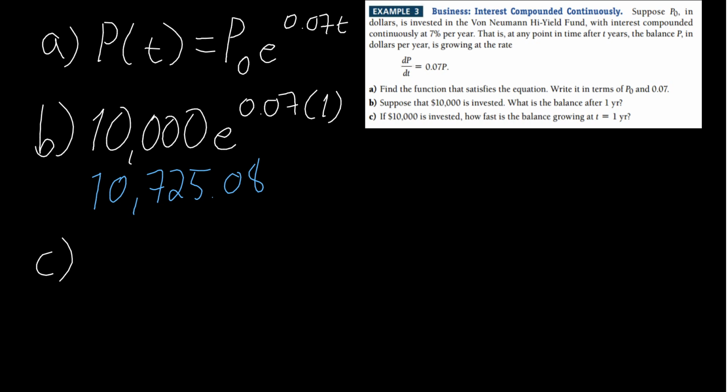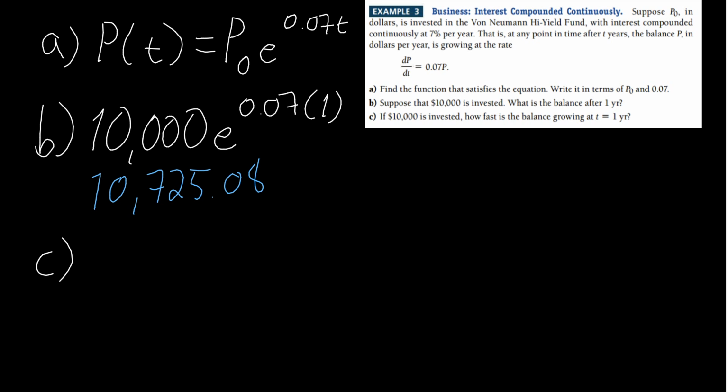Now C, if $10,000 is invested, how fast is the balance growing after t equals 1 year? Alrighty. So it's one thing to know how fast we're growing. It's one thing to know the rate of change, right? So in order to figure out the rate of change, we must take the derivative. So we're going to take our function.